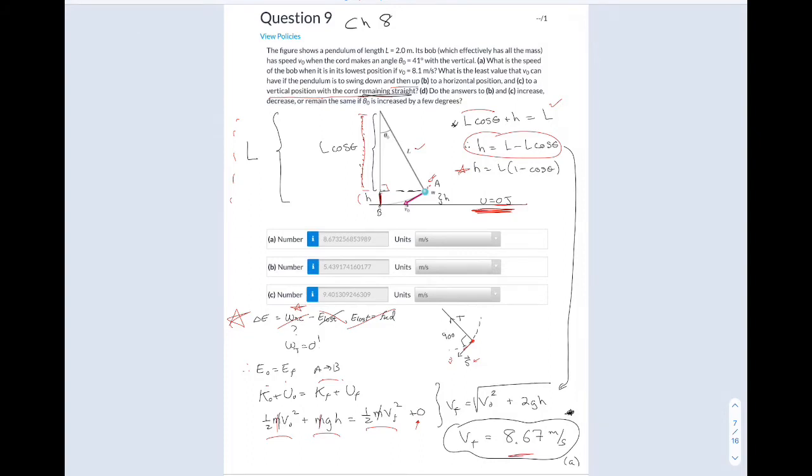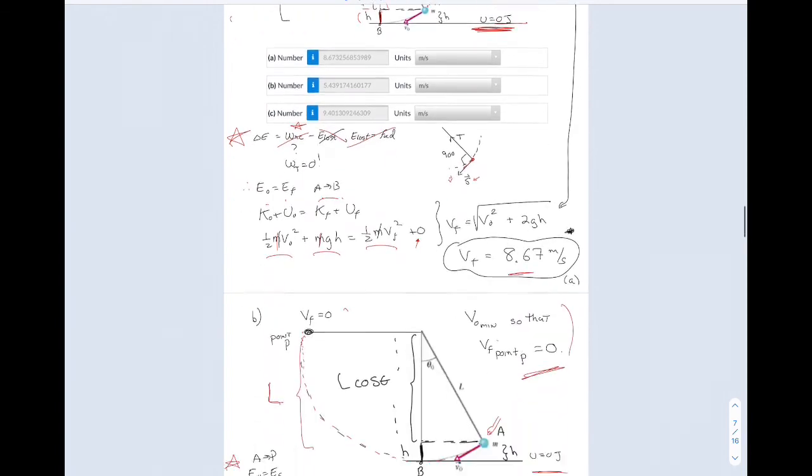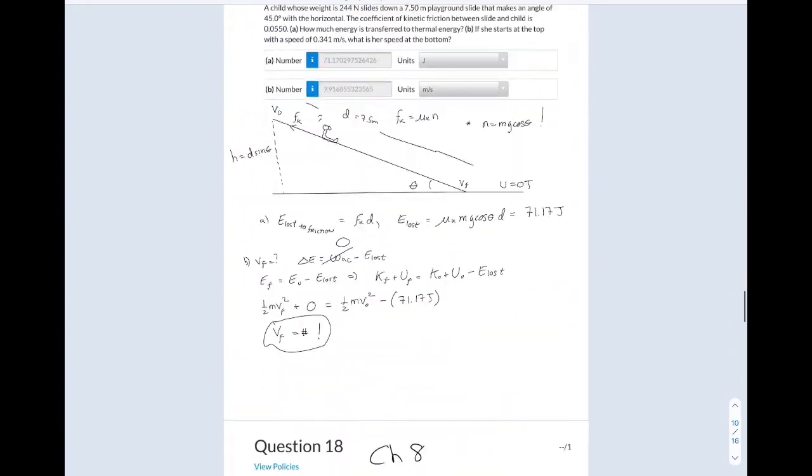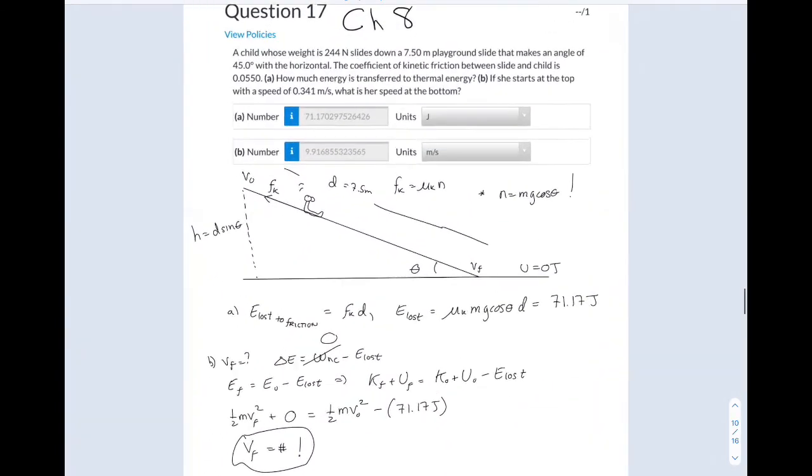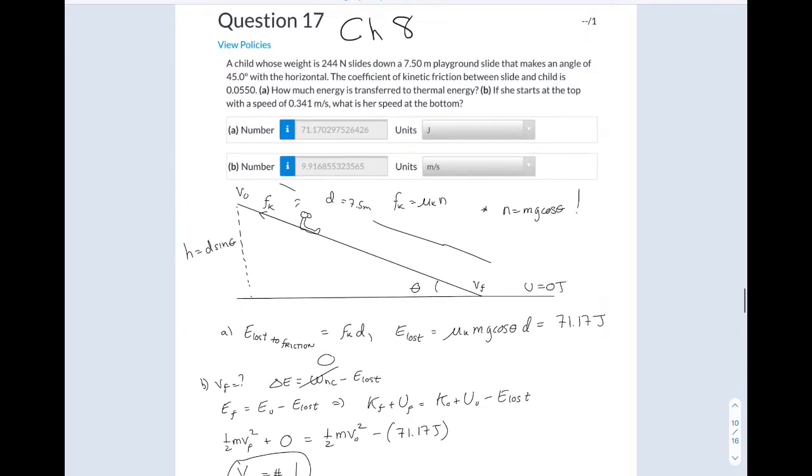I'm going to continue with the homework problems from chapter 7 and 8. So this is 8, the one we just did. Okay, we just did that one. So this is number 17. You can put it on pause and look through the problem.